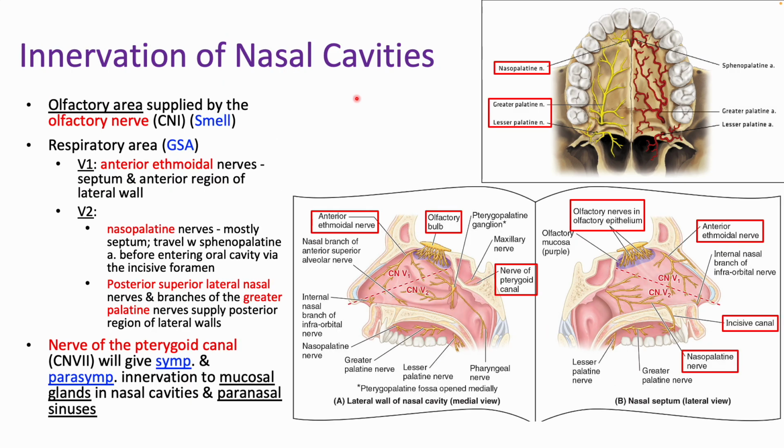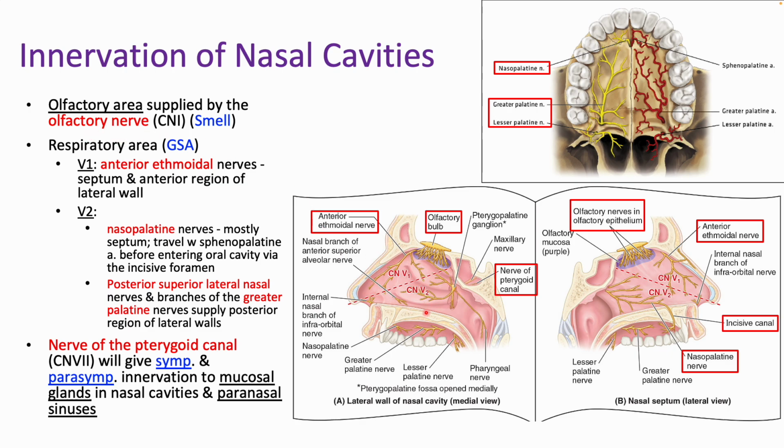Now let's look at innervation of the nasal cavity. So our olfactory area, which remember is our superior third up here, we have our olfactory bulb, which is cranial nerve 1. That's going to travel through the ethmoid bone, give off a bunch of little branches, and receive smell sensation and give that back to the brain. So that's our olfactory nerve.